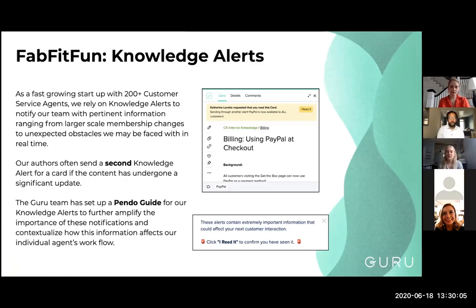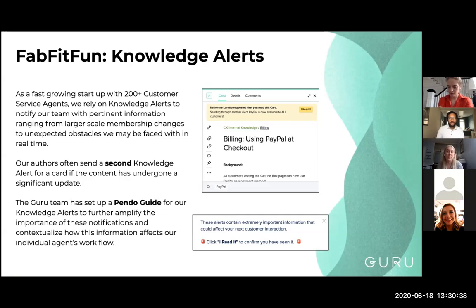A practice that we've recently adopted is sending a second knowledge alert for a card. I'm not sure if many teams do this. It's probably maybe a little taboo, but I do have this example on the side to walk you through what that looks like. The first iteration of this card was letting our agents know that we're accepting PayPal as a billing method for a small percentage of new members. Billing inquiries are one of the main reach outs that we receive, so this is a pretty important update.